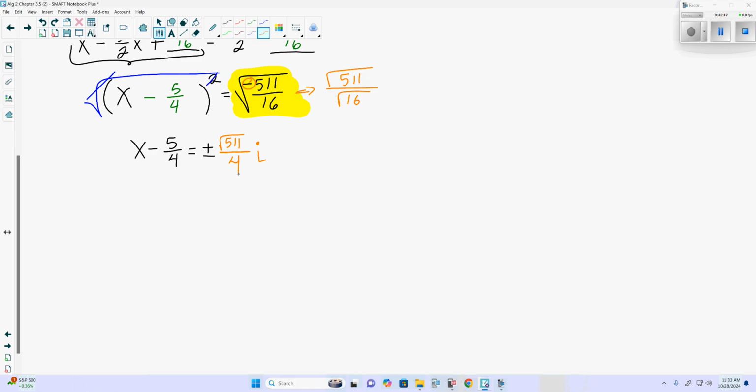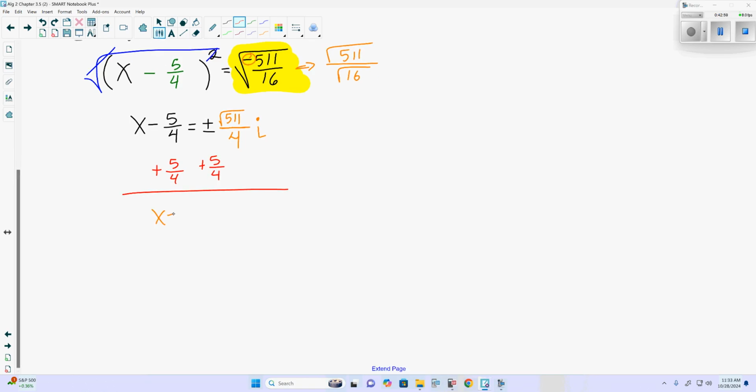And last but not least, we need to solve for x by adding 5/4 to both sides, which tells us those are not like terms because our 1 has a radical and i. Interesting thing with i is if it would just say the square root of 511, we put the i in front of the radical. But since it's fractional, we put it outside the radical and next to it. It's funny that works that way.